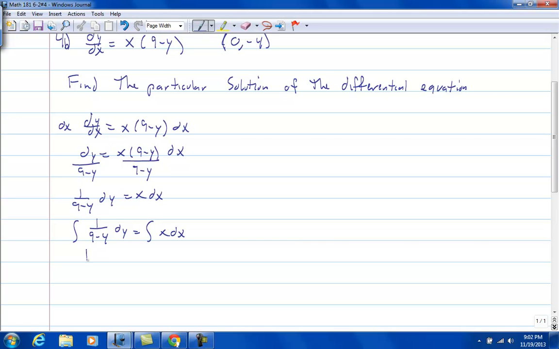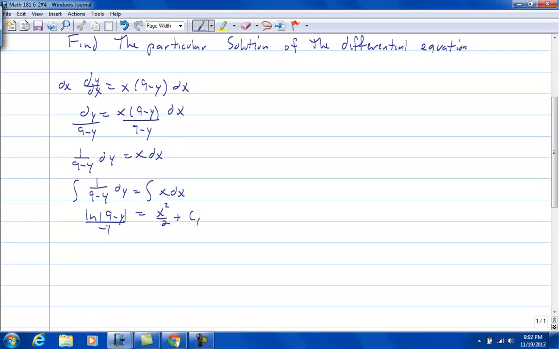What we have is the natural log of the absolute value of 9 minus y, divided by negative 1, because the derivative of y would be negative 1 and so we need to bring that in, equals x squared over 2 plus, I'm going to call it, c1. I'll give this negative to the other side, so the natural log of the absolute value of 9 minus y equals negative x squared over 2 plus c1, and the negative could be absorbed or not absorbed into c1, it doesn't really matter.